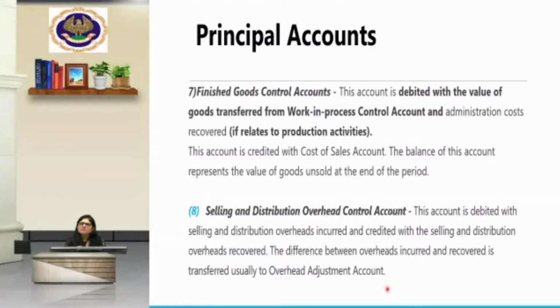So the balance of WIP will be transferred to finished goods. The balance of finished goods will be transferred to cost of sales account. From cost of sales, it will go to costing profit or loss account. So this is the whole sequence we'll be learning.